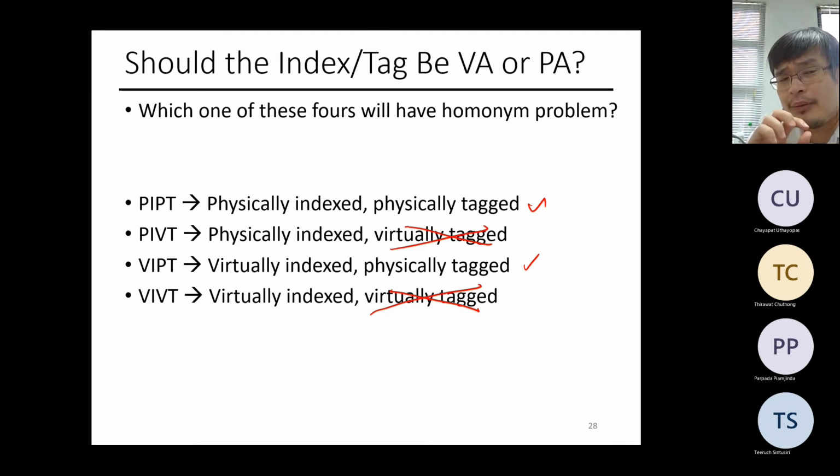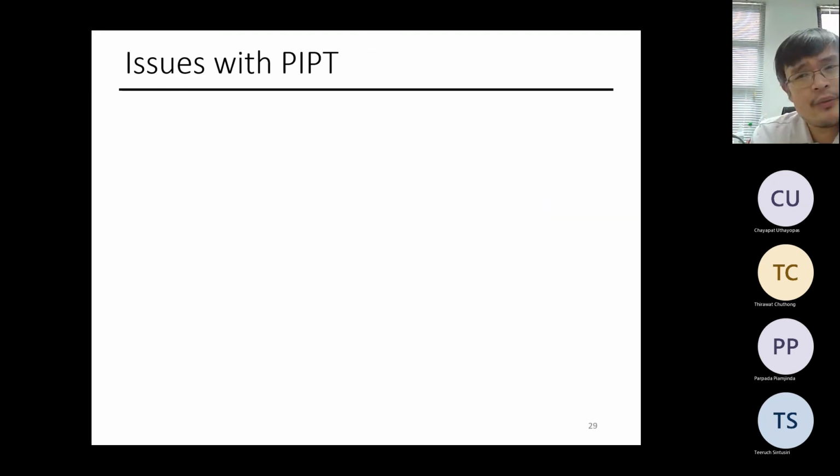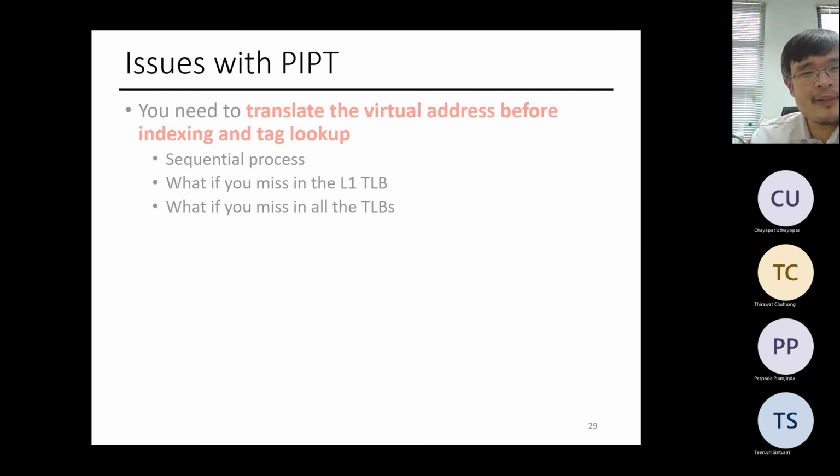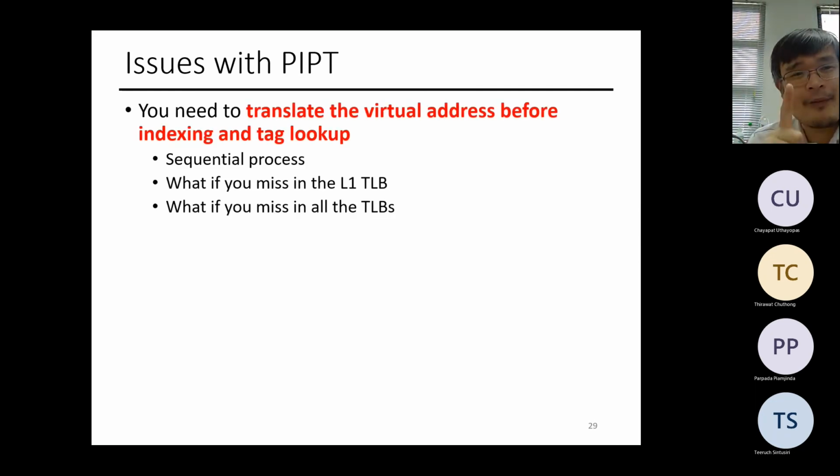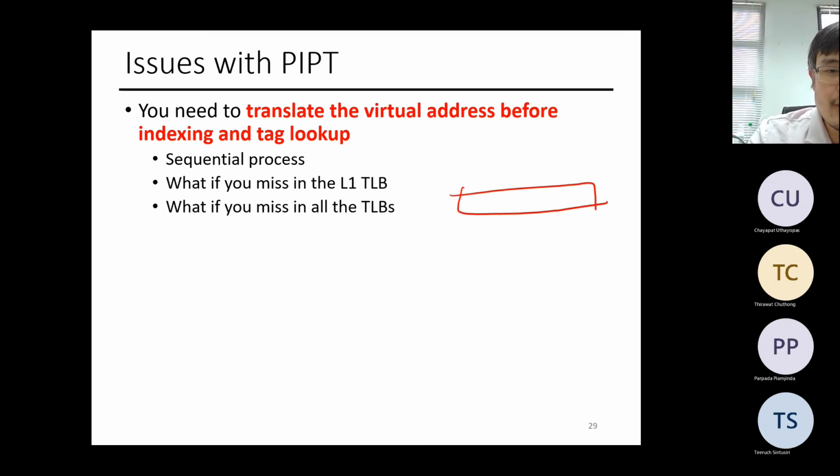Now let's discuss the two and see if there are any issues. For example, is there an issue with PIPT? PIPT means that I need the physical address before even checking the cache. So this is what I'm trying to say here. This is your address, where I use the index and the tag. And here's your cache.